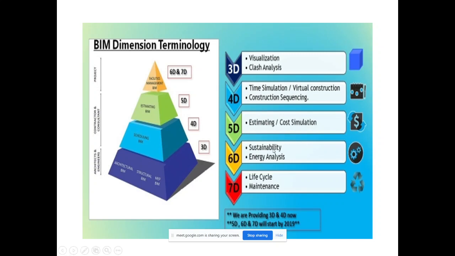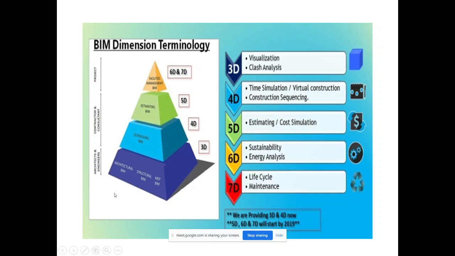Next, 6D is the energy analysis. Heat observation, temperature, that type of work is called energy analysis. 7D is the life cycle and maintenance. These are the main dimensions for your BIM. You separate the different dimensions. Some questions are also asked, like what is meant by 4D, what is meant by 5D. If I need the 5D for my building, the fifth dimension, I need the estimation costing. You will calculate the estimation and cost simulation for your buildings.